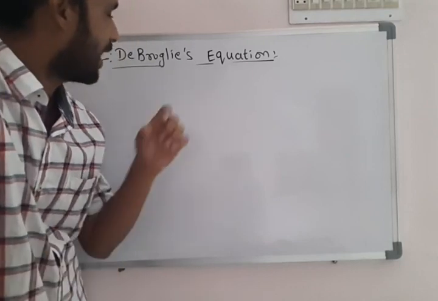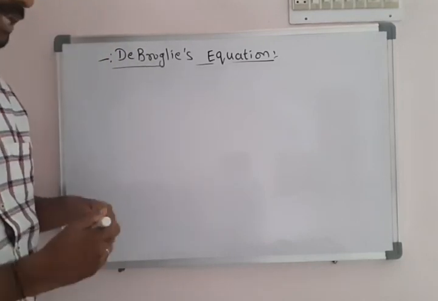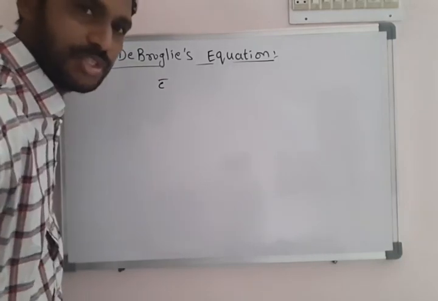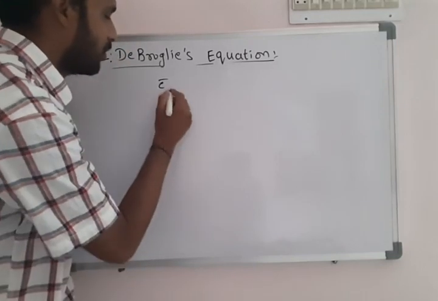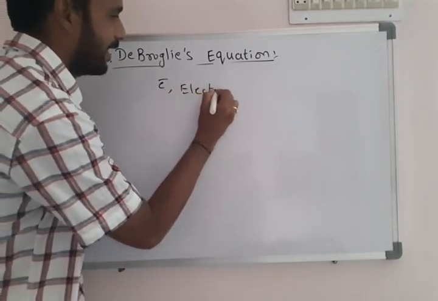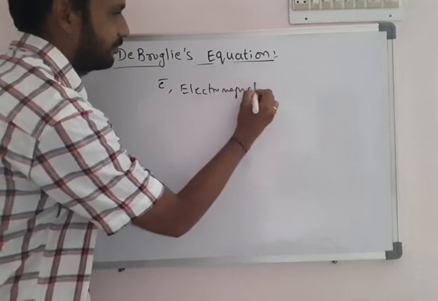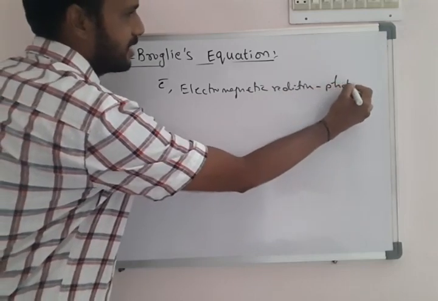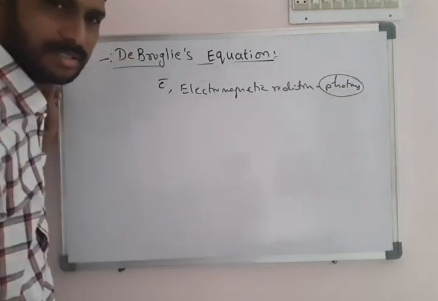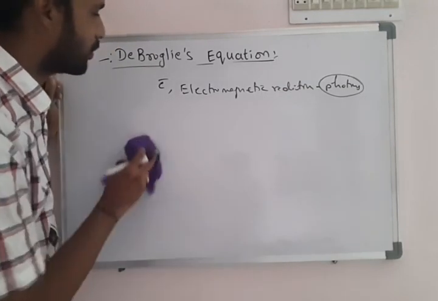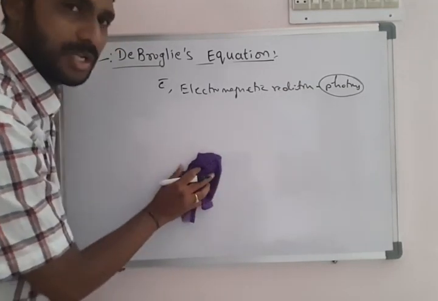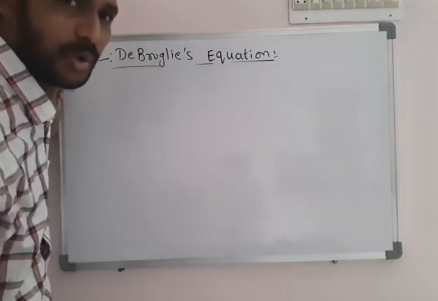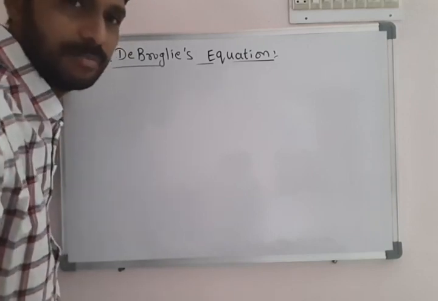Okay. So according to de Broglie, electron-like particles show a dual nature. Not only electron-like particles, even electromagnetic radiation. Electromagnetic radiation means they consist of particles called photons, light particles. So electron-like particles, just like photons, protons, neutrons, all microscopic particles follow wave nature and also particle nature.